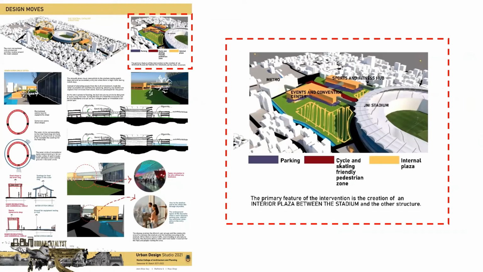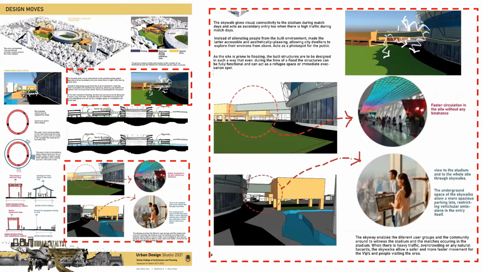Coming to design moves, the first one was to incorporate the community spaces in between the built structures through internal plazas, creating a visual hierarchy. Next, the skywalk connecting the built structures from the stadium to the metro, creating a visual connectivity and also acting as a secondary entry during match days.